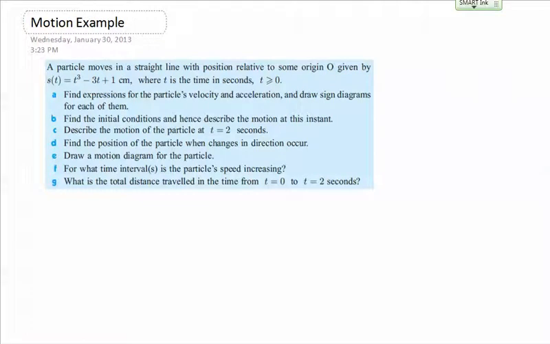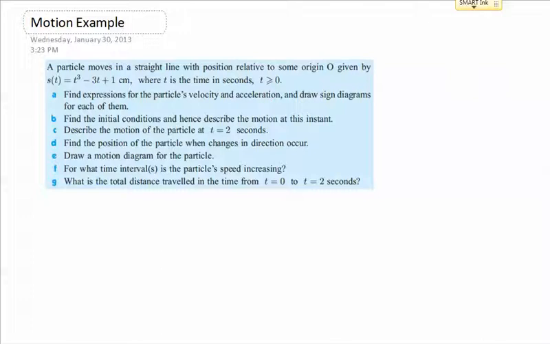All right, so I just want to go through the last example that we didn't quite get to in class, and maybe talk a little bit about the motion and how we can use this with the applications of derivatives. All right, so let's go ahead and start with this one. Letter A asks us to find expressions for the particle's velocity and acceleration.